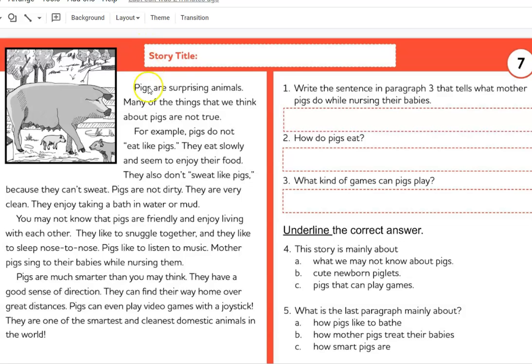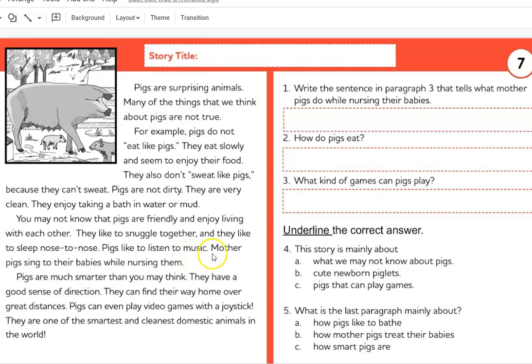Follow along with me. Pigs are surprising animals. Many of the things that we think about pigs are not true. For example, pigs do not eat like pigs. They eat slowly and seem to enjoy their food. They also don't sweat like pigs because they can't sweat. Pigs are not dirty. They are very clean. They enjoy taking a bath in water or mud. You may not know that pigs are friendly and enjoy living with each other. They like to snuggle together and they like to sleep nose to nose.